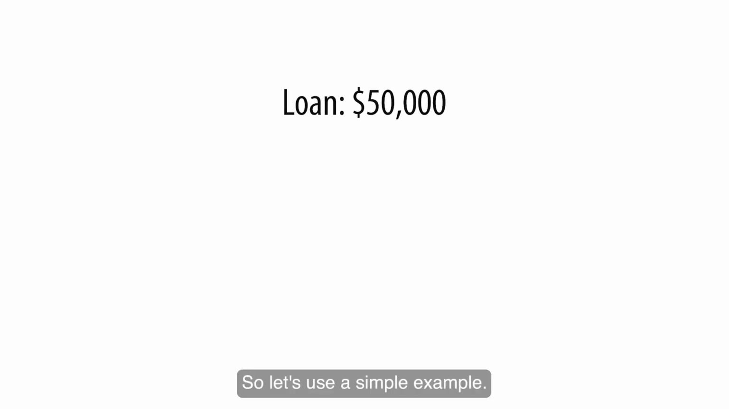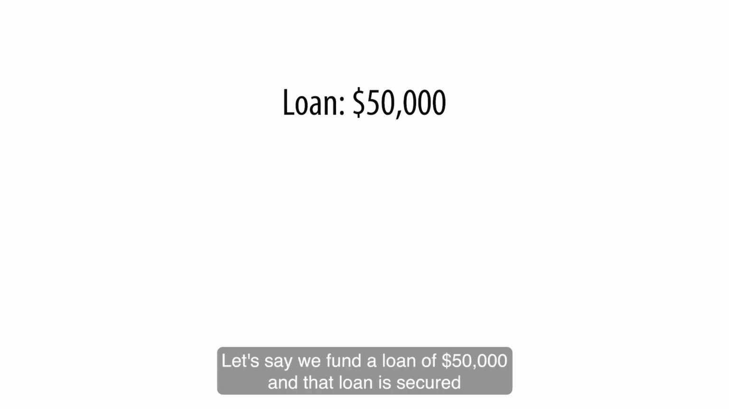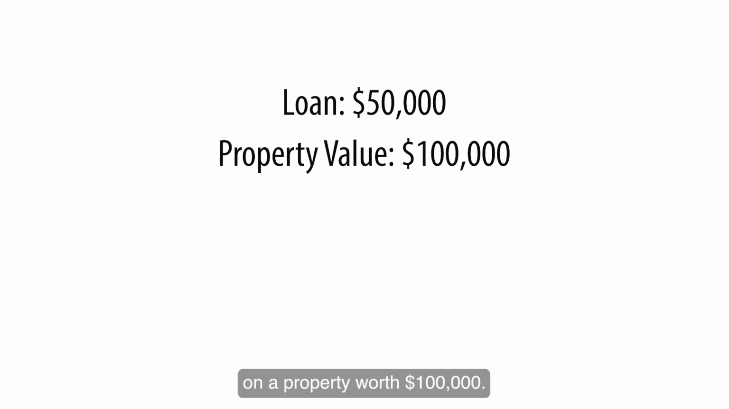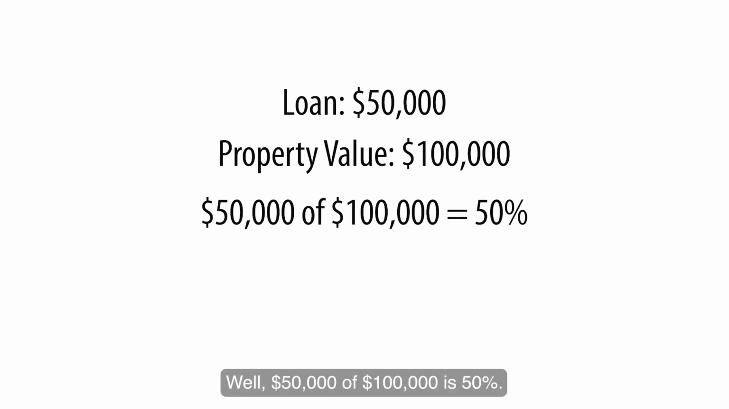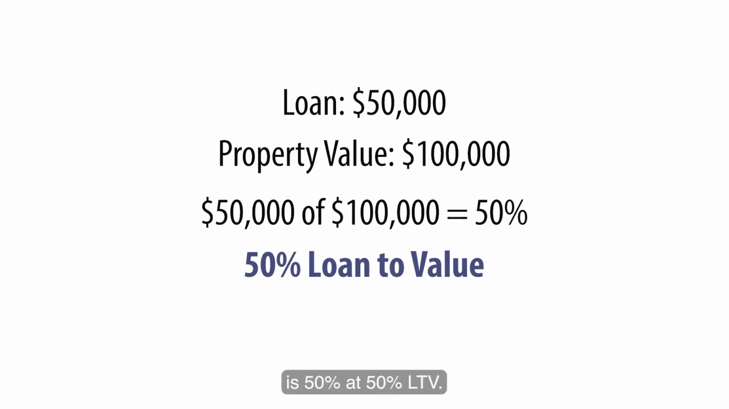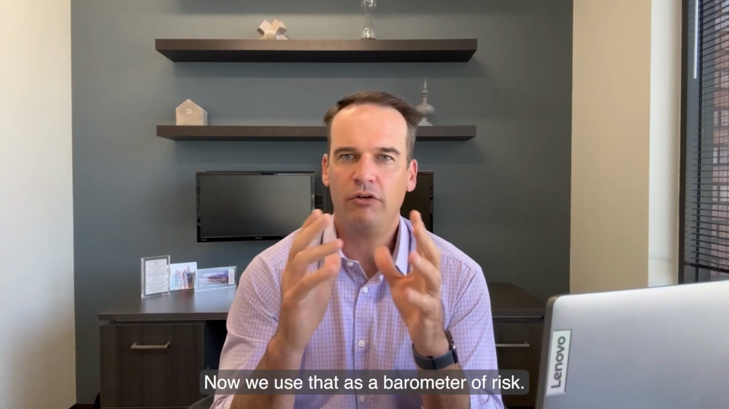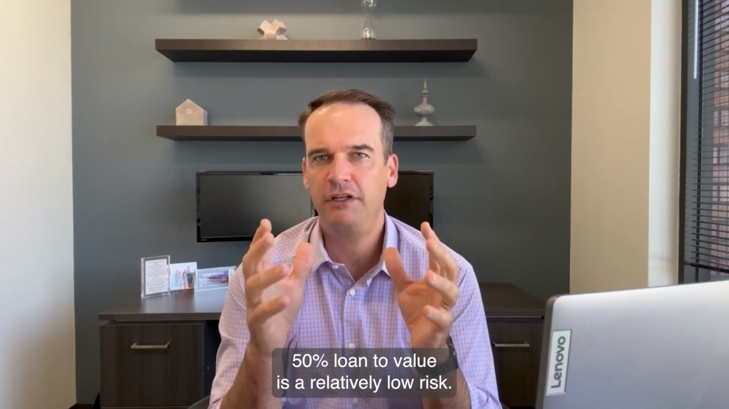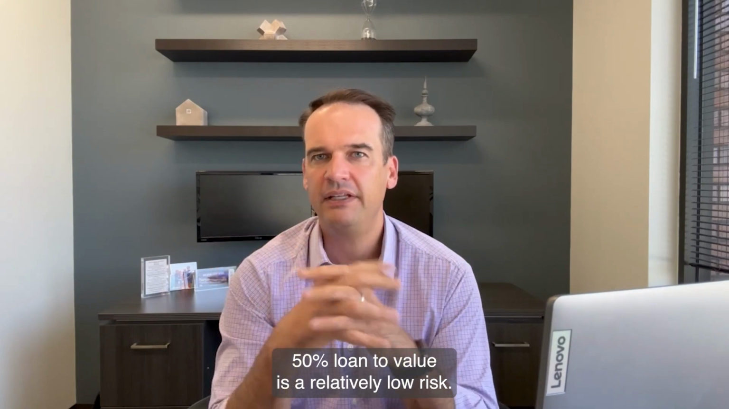So let's use a simple example. Let's say we fund a loan of $50,000 and that loan is secured on a property worth $100,000. Well, $50,000 of $100,000 is 50%. So your loan to value ratio in that scenario is 50%, 50% LTV. Now, we use that as a barometer of risk. 50% loan to value is a relatively low risk.